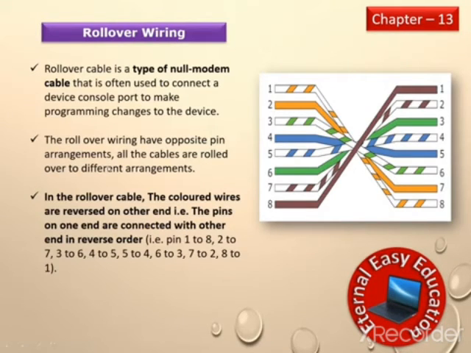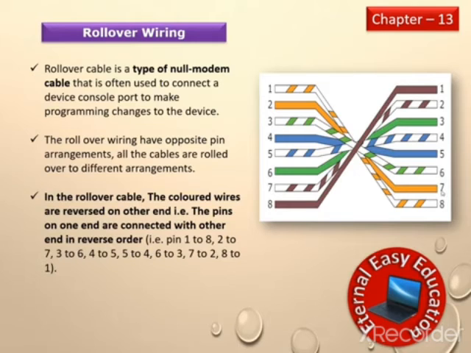Then rollover wiring. Rollover cable is a type of null modem cable that is often used to connect the device console port to make programming changes to the device. The rollover wiring has opposite pin arrangements. All the cables are rolled over to different arrangements. In the rollover cable, the colored wires are reversed. Reversed in the sense 1 is connected to 8 and the order is reversed. The pins on one end are connected with the other end in reverse order.